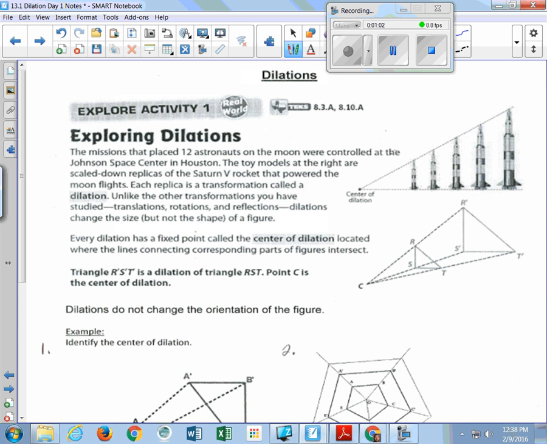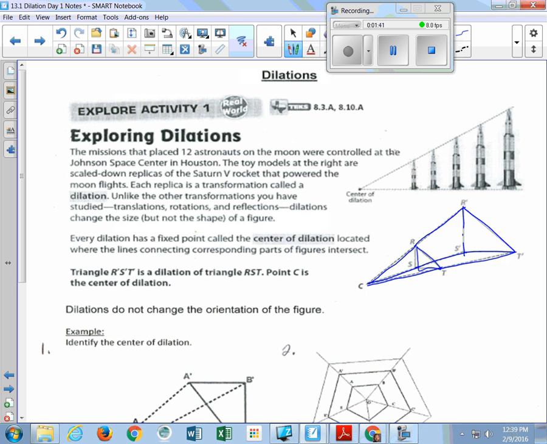All right, triangle RST prime is a dilation of triangle RST. Point C is the center of dilation. So here's triangle RST. Here's RST prime. If I were to draw a line from R prime to R, T prime to T, S prime to S, and if I were to just follow that same path, they all meet at the same point. And that is our center of dilation.